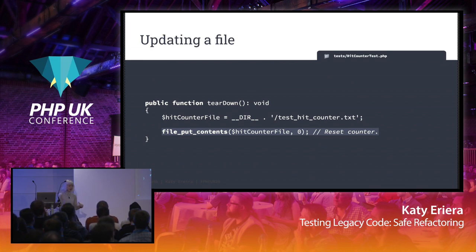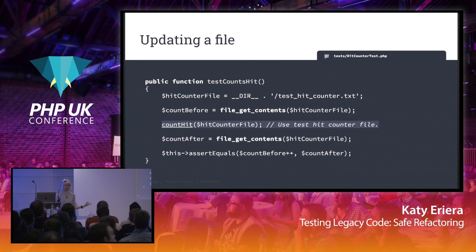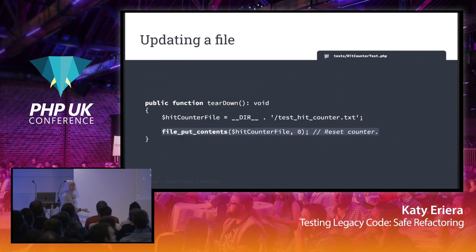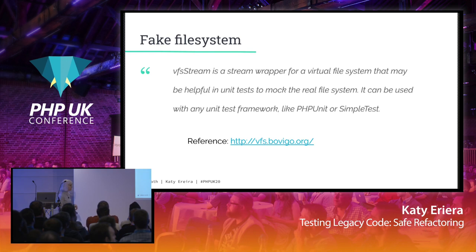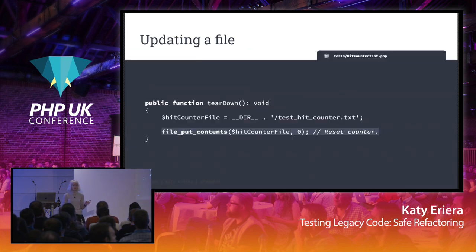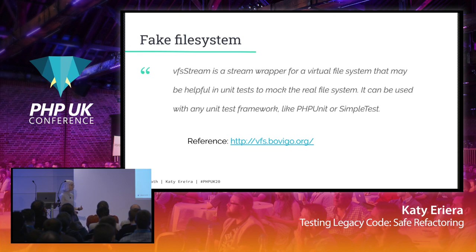In theory, we could just assert previously that the count would always be one after running this method, because if it has a zero in it to begin with, and we're resetting the contents after each test run, then it's always going to be one. So it kind of simplifies things a bit. But there's a better way, because with this, you're maintaining a test hit counter file, which kind of clutters things up. It's a bit messy, you have to make sure that's committed and make sure no one changes the value of it. So yeah, there's another way.